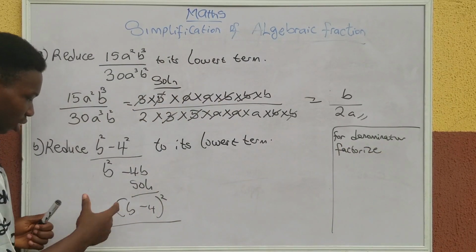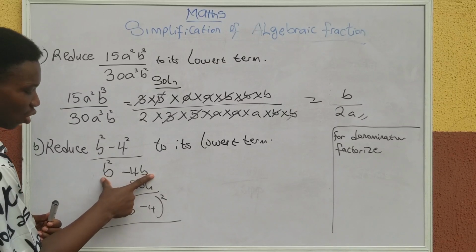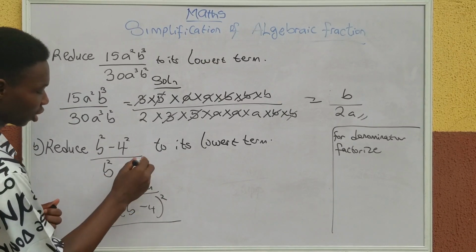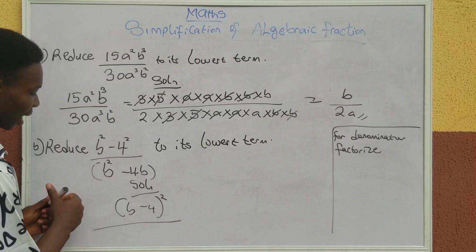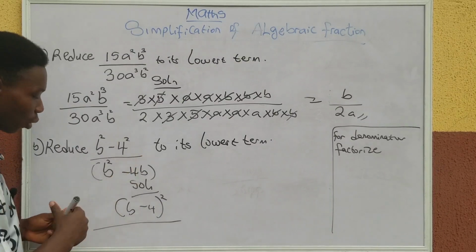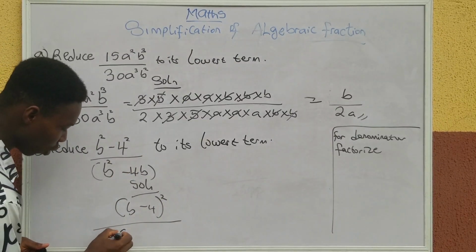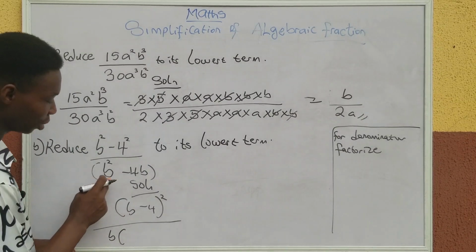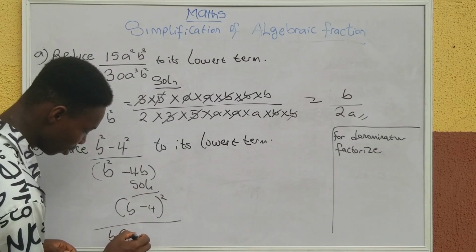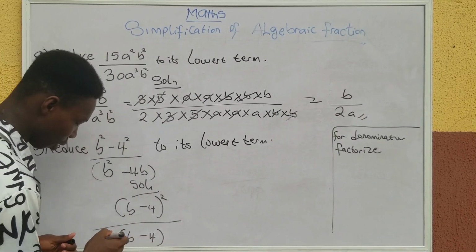Check what you have from here. What is the common term in this denominator? We observe that we have b here and b here. Pick one of the b and write it out. What you are going to be having left here is b minus 4, b minus 4. Close your bracket.